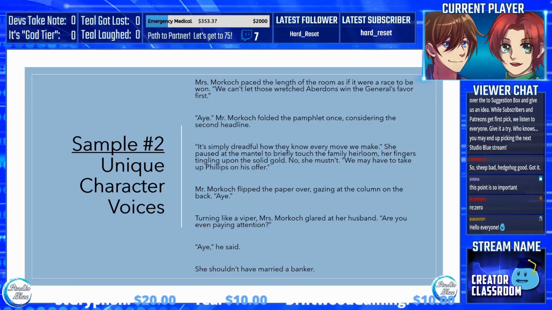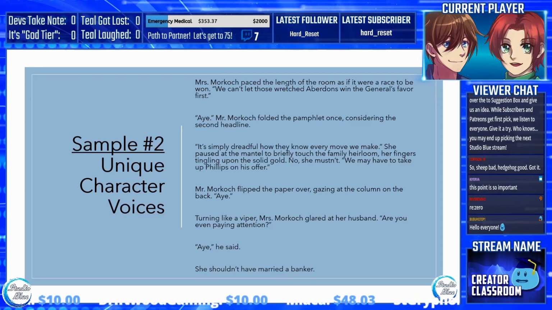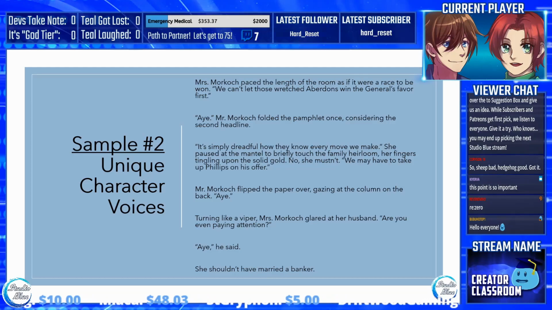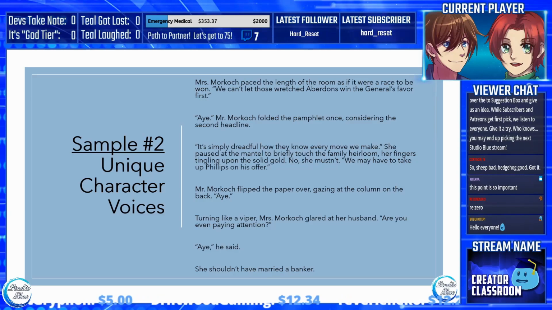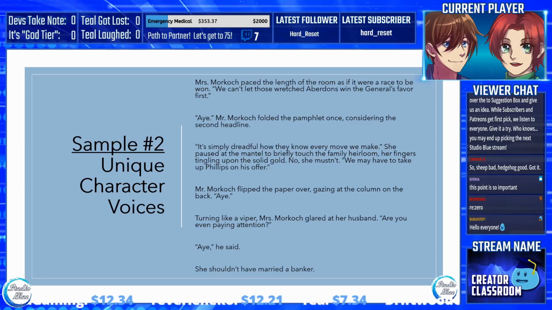Exactly. Very energetic, very driven. Right, right. And then she turns like a viper. Vipers are fast. And then she glares at him, "Are you even paying attention?" And he clenches it with a third "I." And that's it. So now we know everything we need to know about the characters' initial personalities off of that.